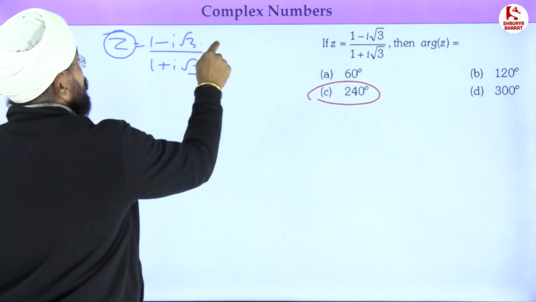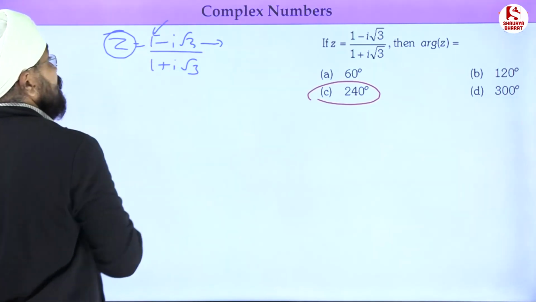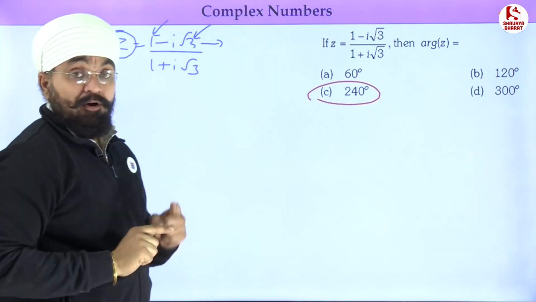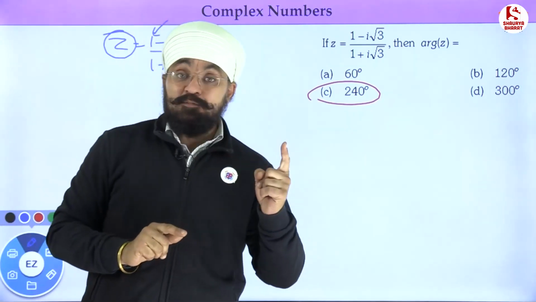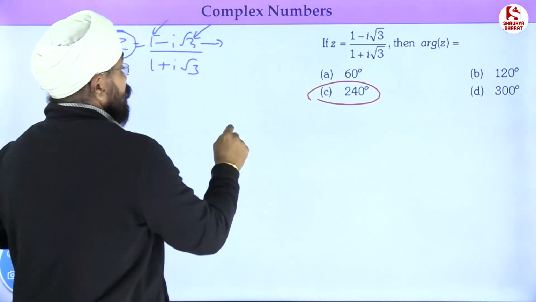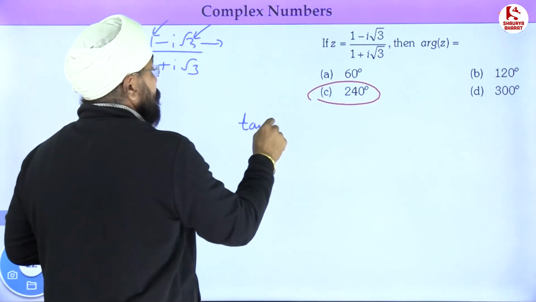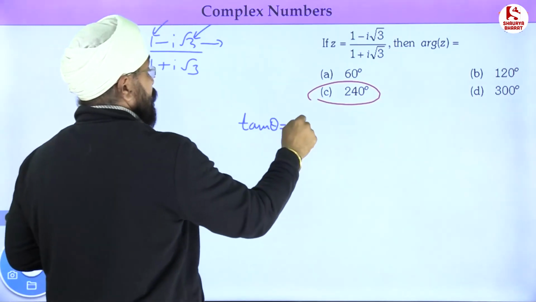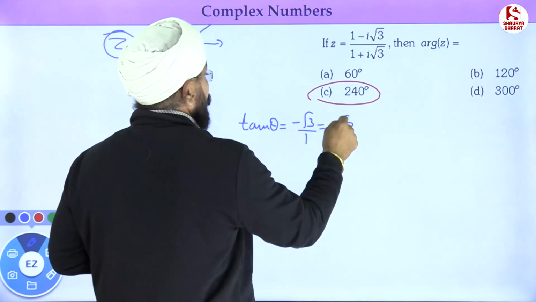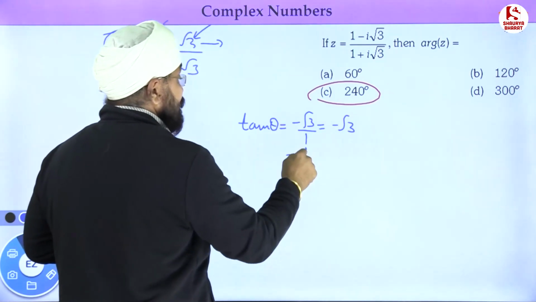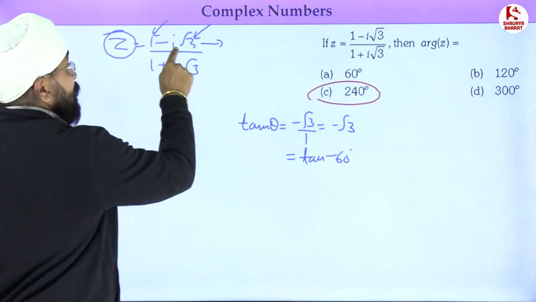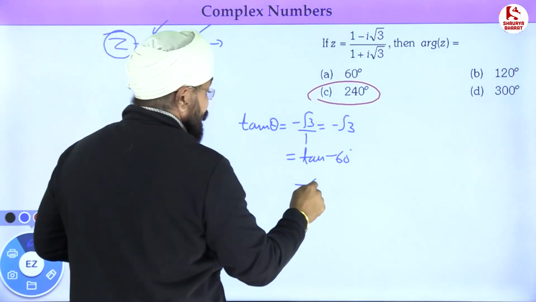If I go with the first one, here we can see that cos theta is positive and sin theta is negative. Cos is positive, sin is negative, so we are in the fourth quadrant. In the fourth quadrant, tan theta, which is B upon A, minus root 3 upon 1, gives you minus root 3. So we can say that this angle is minus 60 degree. So the argument of the numerator is minus 60 degree.